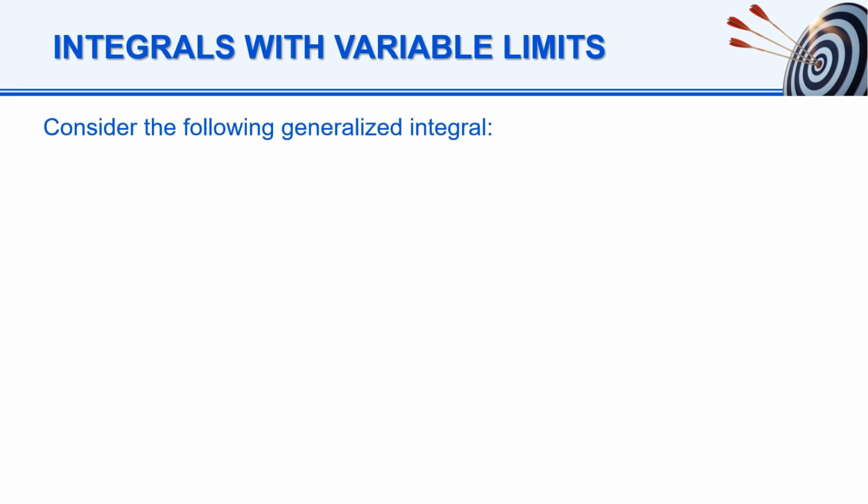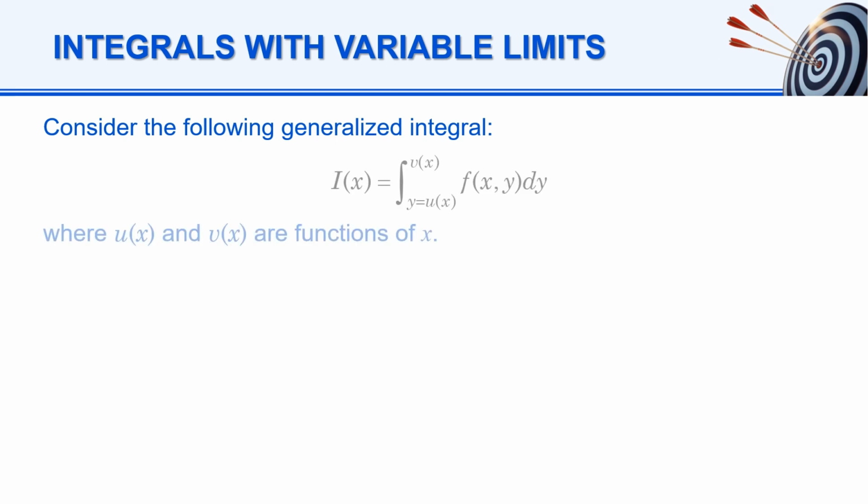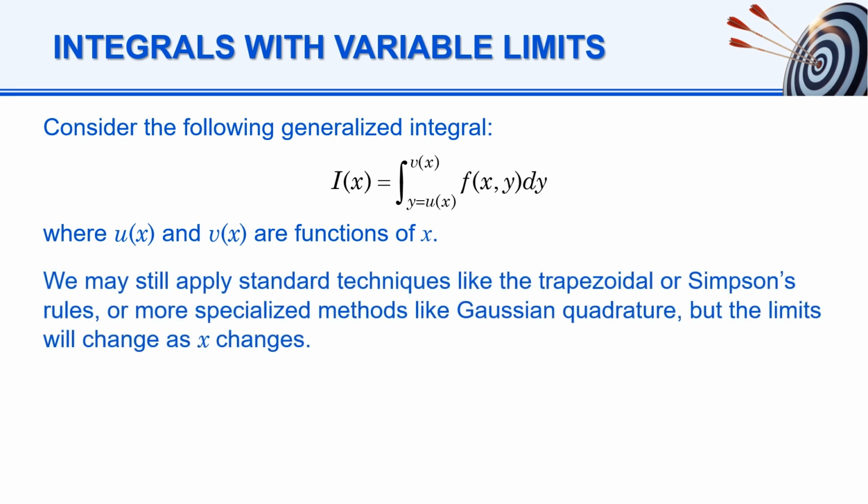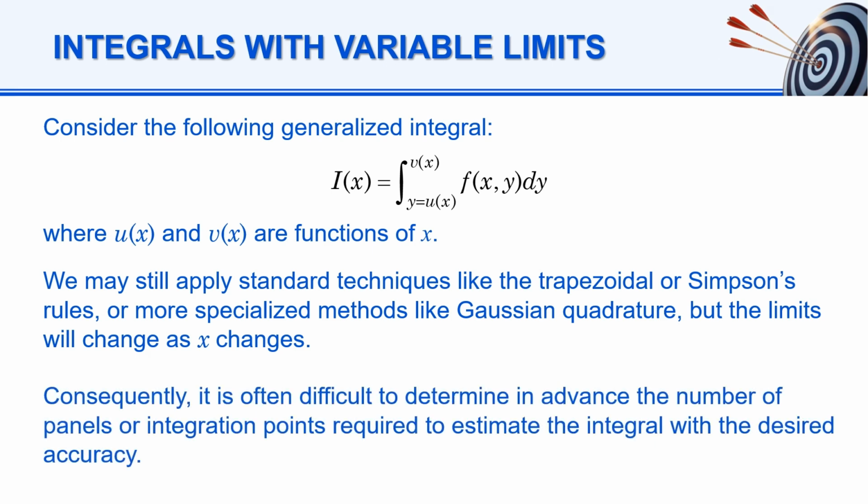Consider the following generalized integral, where u(x) and v(x) are functions of x. We may still apply standard techniques like the trapezoidal or Simpson's rules, or more specialized methods like Gaussian quadrature, but the integral's limits will change as x changes. Consequently, it is often difficult to determine in advance the number of panels or integration points required to estimate the integral with the desired accuracy.